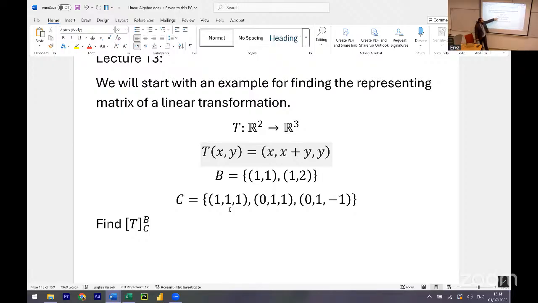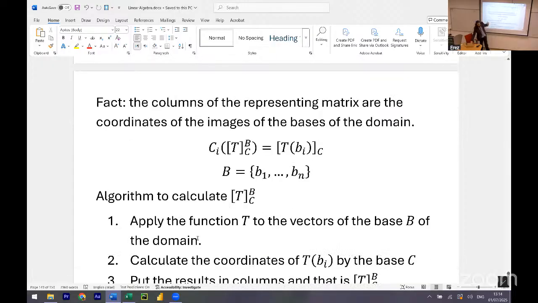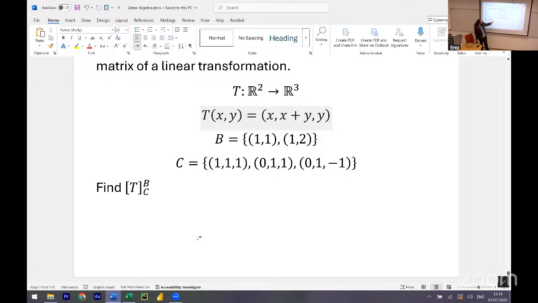But now all these are our assumption. That's the given data, which is random. And we want to find a matrix that applies this function onto the coordinates. So what does the algorithm tell us to do? First step, apply the function to the base B. So we'll plug in (1, 1) here, and we'll plug in (1, 2) here, and we'll get vectors in R3.